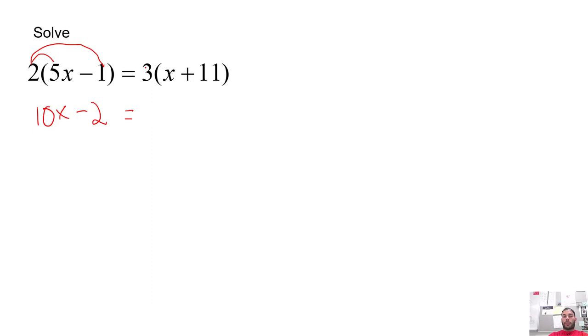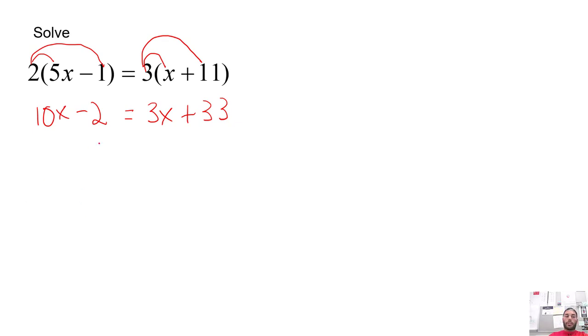Do the exact same thing on the right. 3 times the quantity x plus 11. This 3's got to distribute to both the x and to the positive 11. Okay, I know that 3 times x is just 3x, and I know that 3 times positive 11 is equal to positive 33. Okay, so I'm trying to solve for x. I'm trying to get all of my x's on one side, and I'm going to try to get all my numbers on the other side.